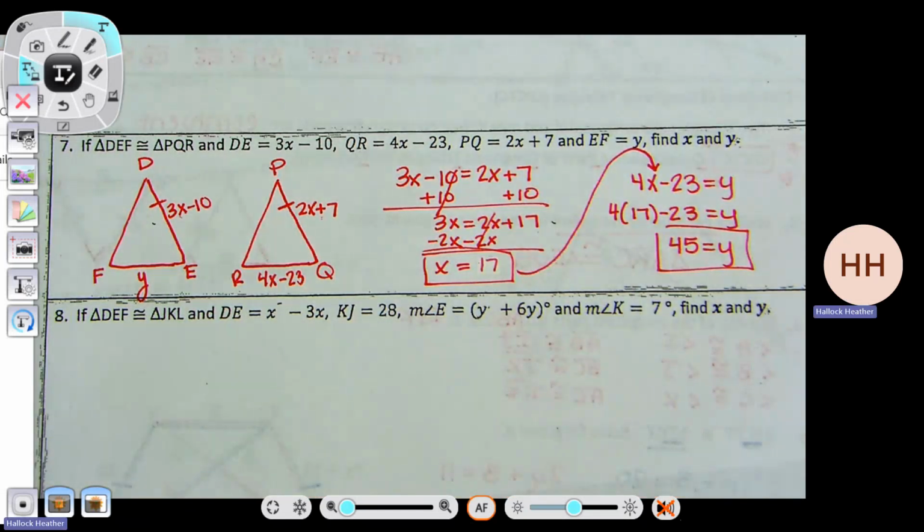Okay. So you have 3 problems. You have 4, 6, and 8, and then you have IXL. Let me know if you get stuck. When in doubt, draw it out.